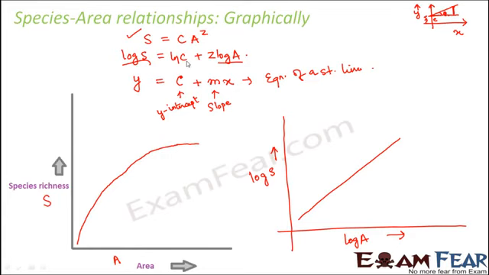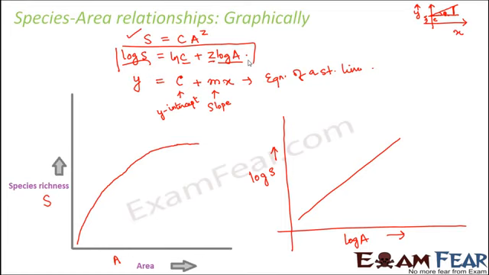Now with this, you will be able to understand what C and Z are. Z is nothing but the slope of this line, so the slope of this curve is denoted by Z. And C is nothing but the y-intercept of the straight line. So now with the help of this equation, you can analyze the relationship between the species richness and the explored area of a particular region.